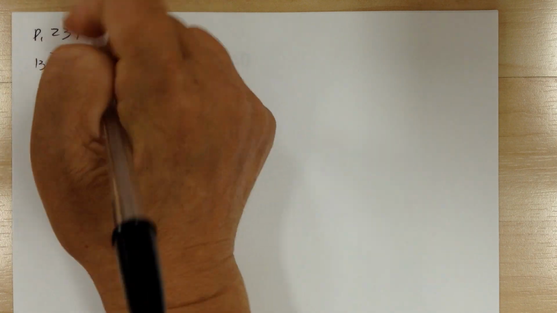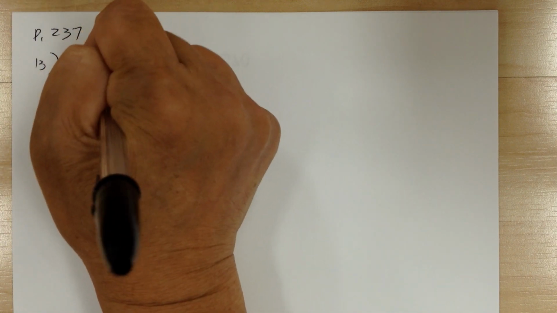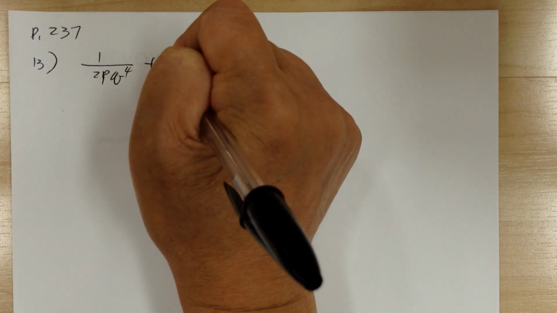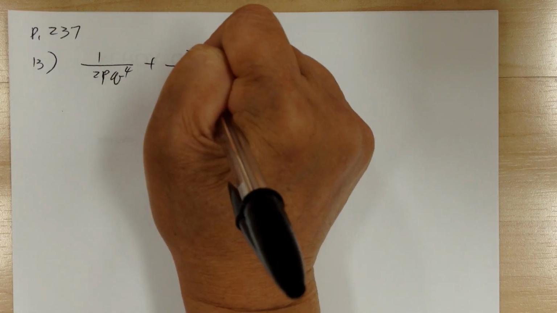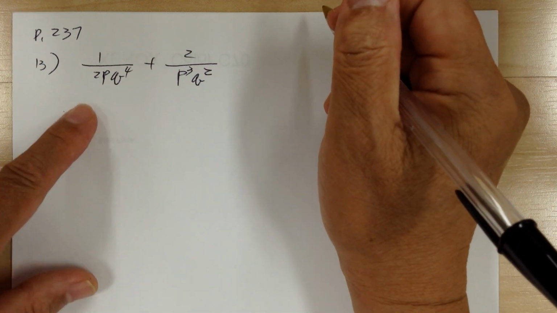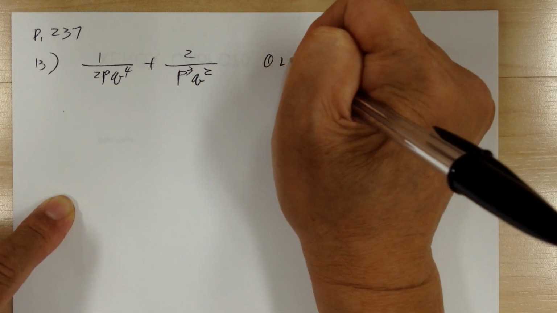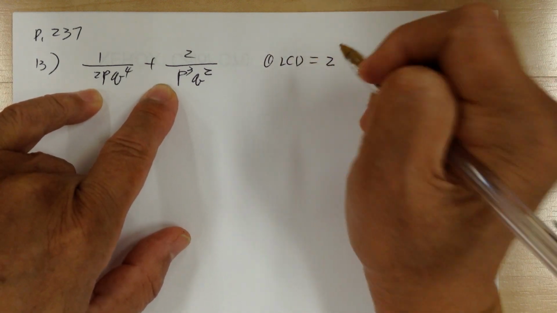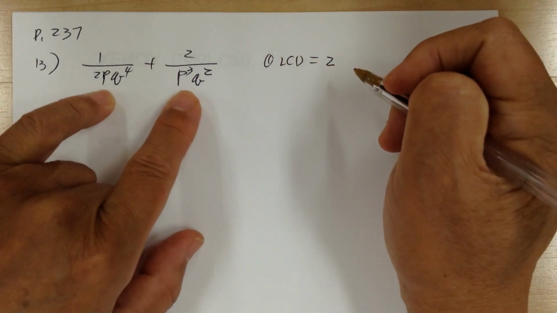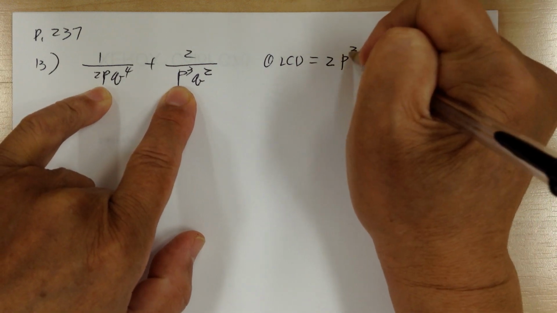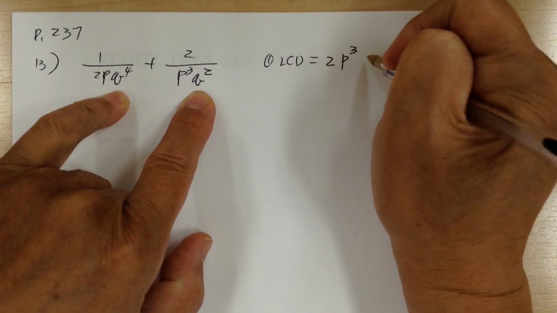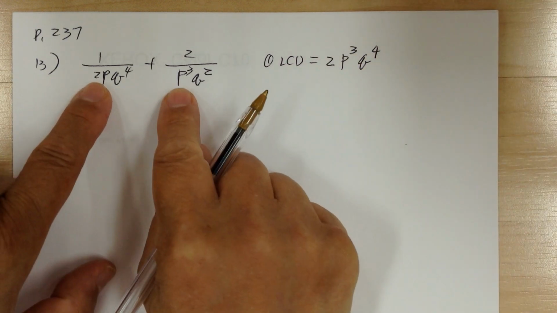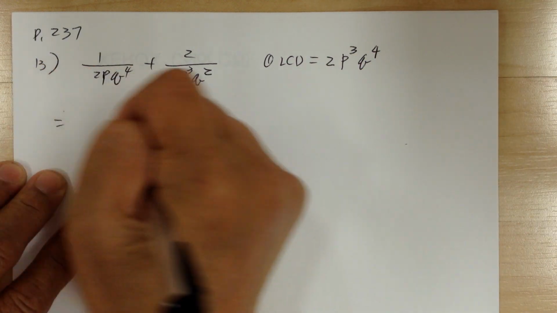Okay, number 13, you've got 1 over 2pq to the 4 plus 2 over p cubed q squared. So you can get your LCD. So 2 and 1 will give you 2. Just go down the number and the alphabet. P and P cubed, you need to get P to the 3. Q to the 4 and Q squared, you need to get Q to the 4. So that's your LCD. So do the number, the alphabet. So that's your step 1.